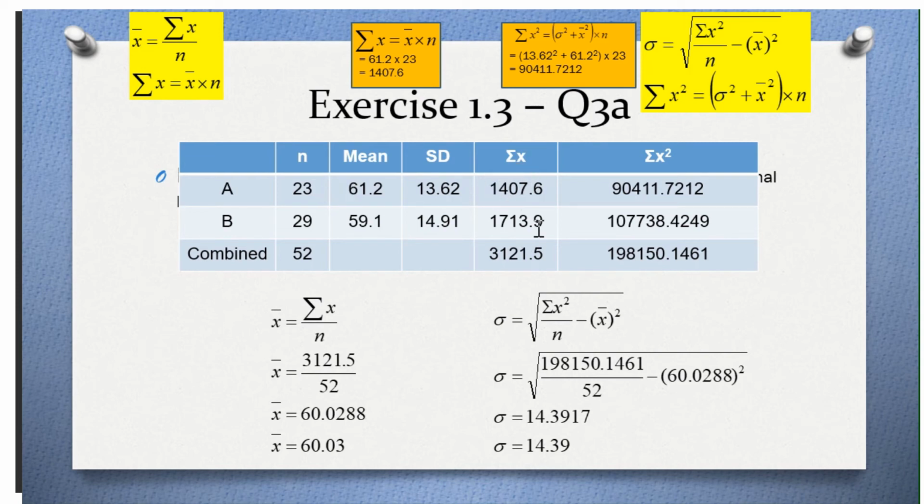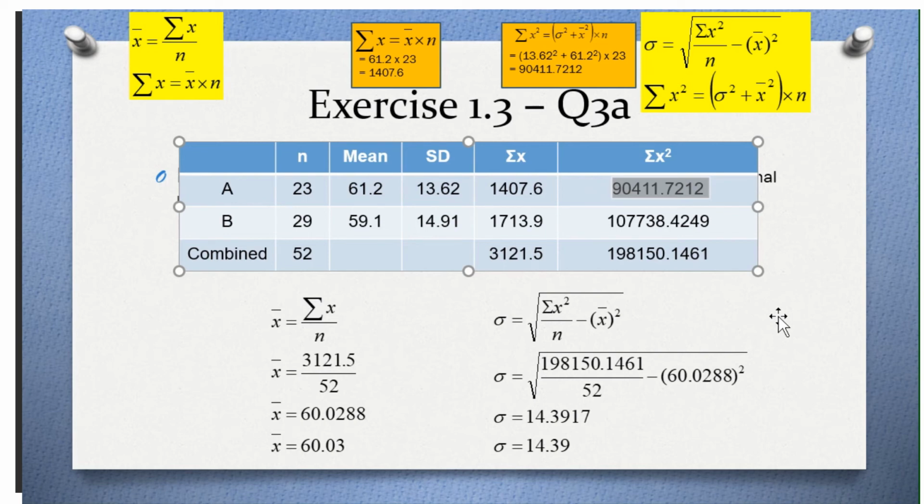How to find sigma x for the bottom part? 59.1 times 29. You get 1713.9. How to find sigma x squared? Taught you already. Standard deviation square plus mean square, the whole thing times n. So in other words, this square plus this square, the whole thing times this. You will get this value. Always put it in 4 decimal places. I'm repeating this again and again because students constantly get this wrong.